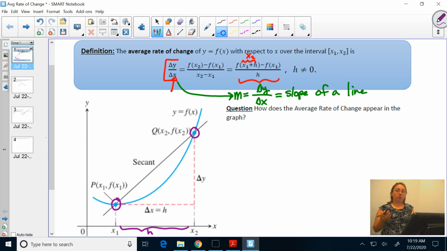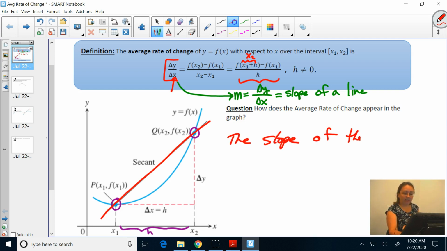Notice how we can connect those 2 points with a straight line. Now this is not our function, this is simply a straight line connecting the 2 points that we're interested in on our function. This straight line has a special name. We call these secant lines. A secant line is simply a straight line connecting any 2 points on our function. Well, how does the average rate of change appear in the graph? Well, we already know the average rate of change is the slope between those 2 points. So the average rate of change, it turns out, is the slope of the secant line.